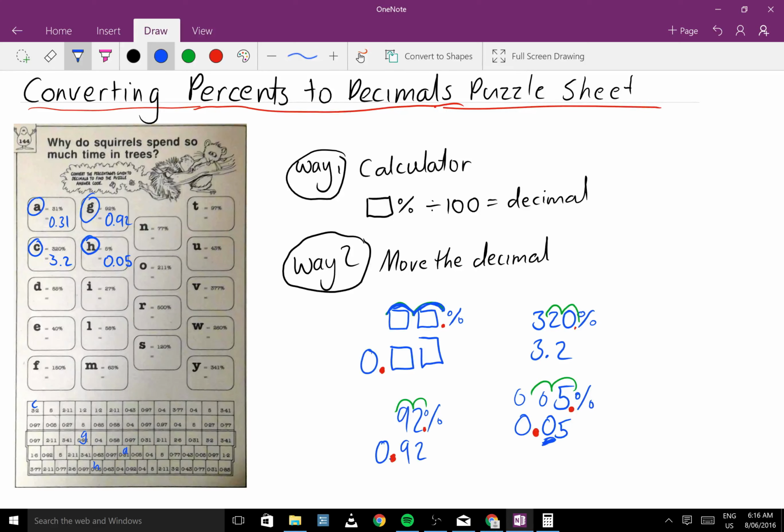And we're done. So hopefully that'll give you a bit of intuition as to how to convert percents to decimals. The easiest way is the calculator, but just as often I like to do it in my head. And it's just 2 jumps to divide the number by 100.